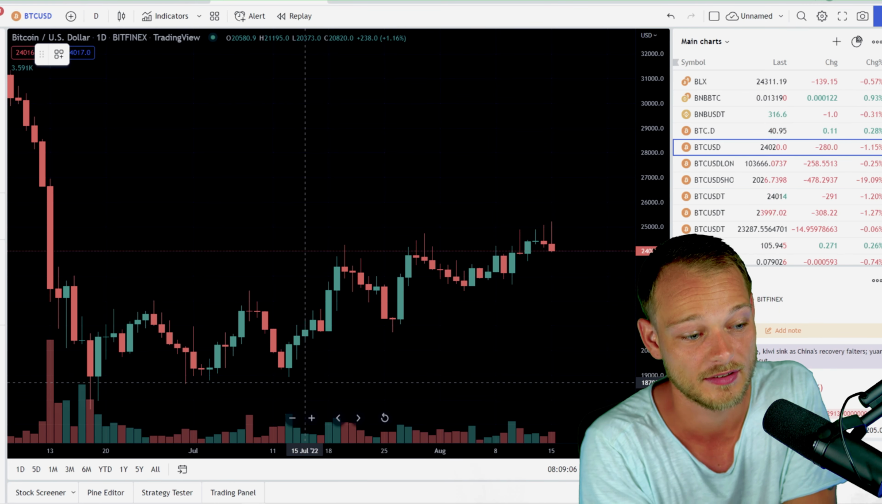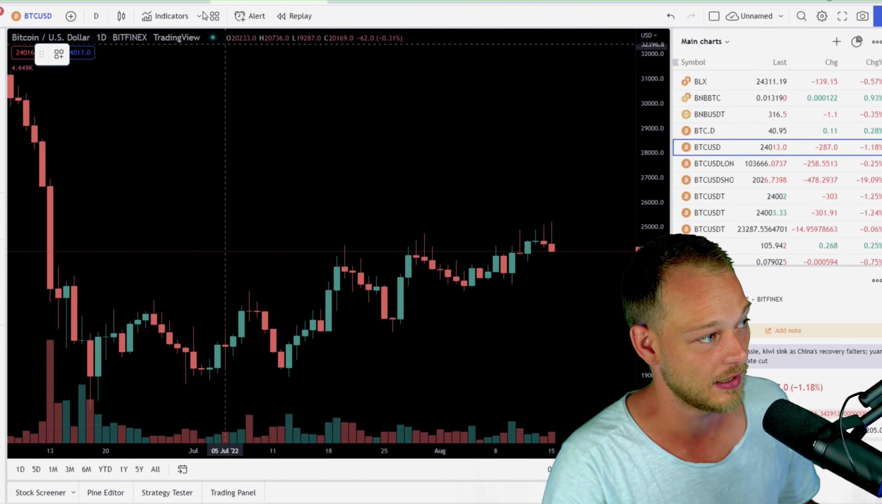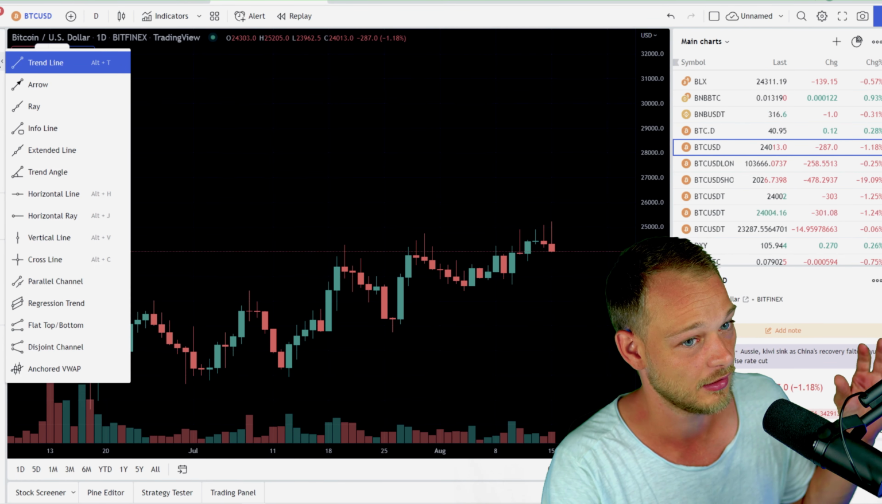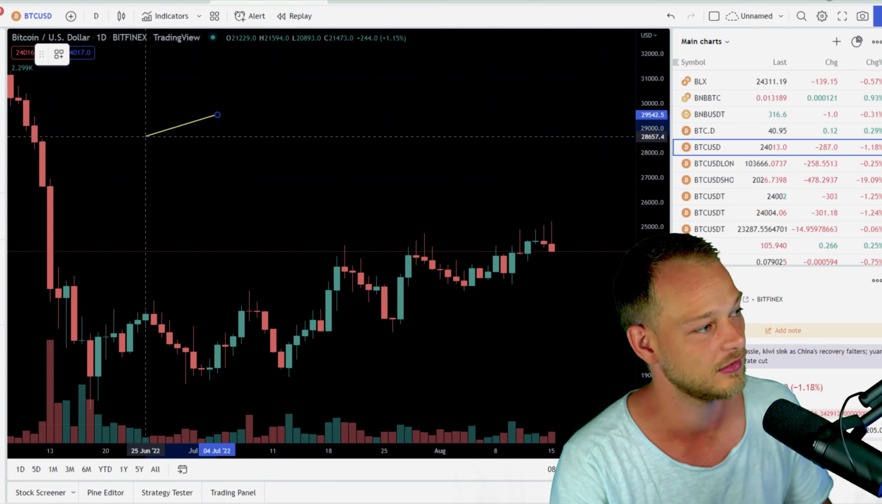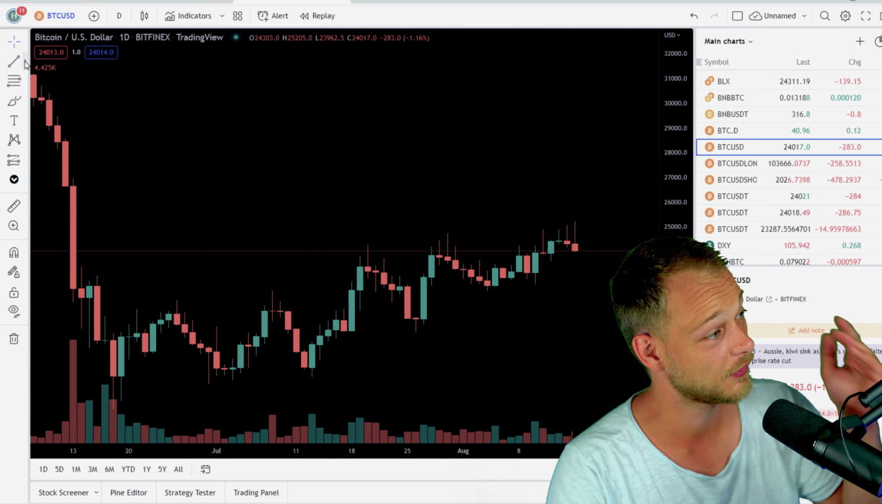That's mainly the point where it got resistance or where it got rejected. So if you want to draw a trend line right here, you take this trend line. Here, can you see it? No, you can't see it. Wait, let me adjust that for a second. All right, that's better. So you take this line right here.